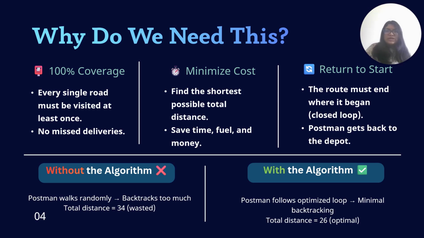Look at this comparison. Without the algorithm, the postman walks randomly and backtracks too much, wasting a total distance of 34. But with the algorithm, we follow an optimized loop with minimal backtracking and the total distance drops to just 26. That's a massive saving. This is exactly why we need this algorithm.